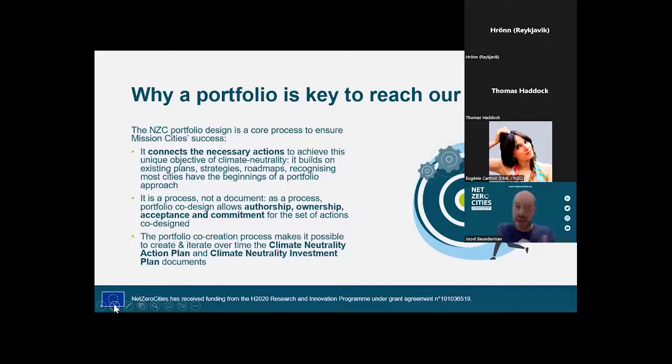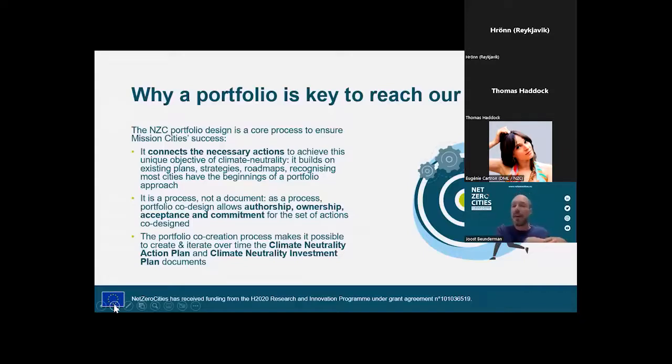And that's the only way of connecting those different actions. So as a process, the portfolio co-design allows that ownership and the commitment of a wide range of actors for the actions that a city is to take. And it also makes it possible to iterate what's in the action plan over time.